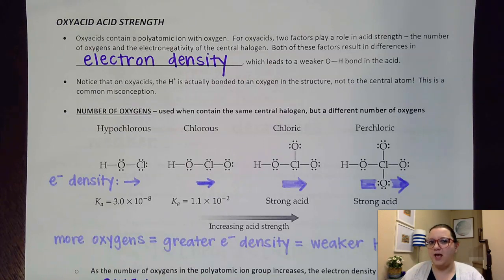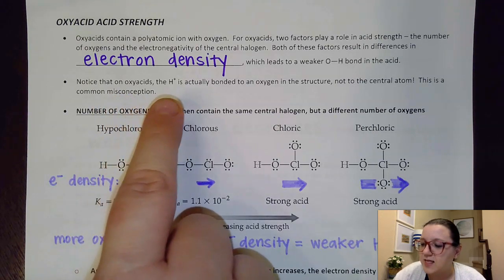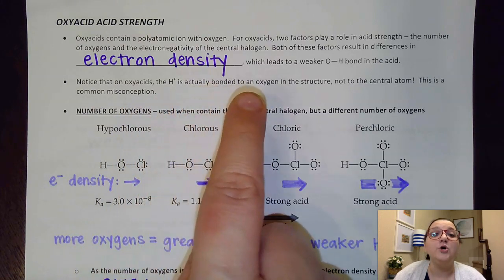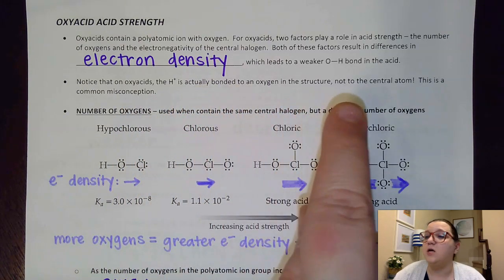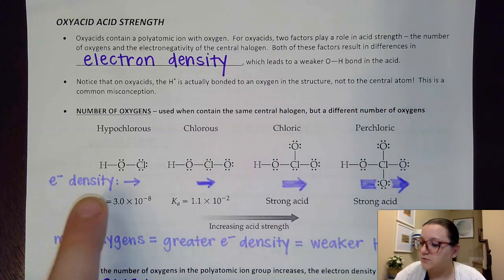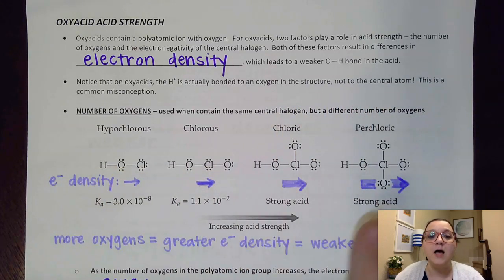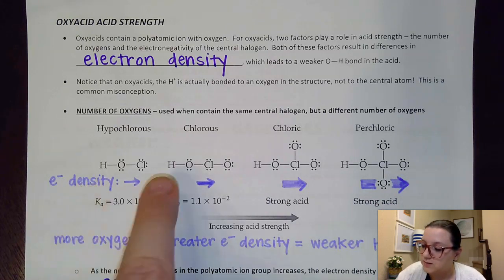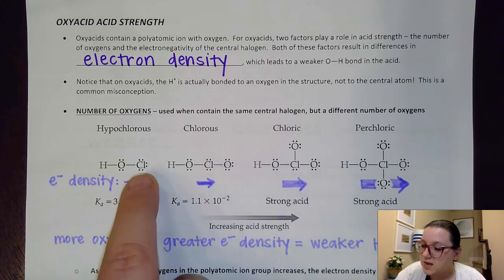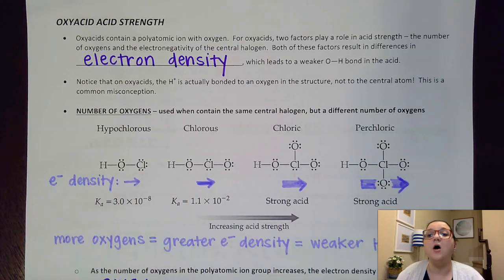Now, something to point out that is confusing to people. It says, notice that on oxyacids, the hydrogen is actually bonded to an oxygen in the structure, not to the central atom. So if you look at all these chlorine polyatomic ion acids here, you will notice that the hydrogen is always attached to an oxygen and not to the central chlorine on that polyatomic ion. So be really careful with that. That's a common misconception that people have. They assume that the hydrogen is attached to the central atom when in fact it's not.